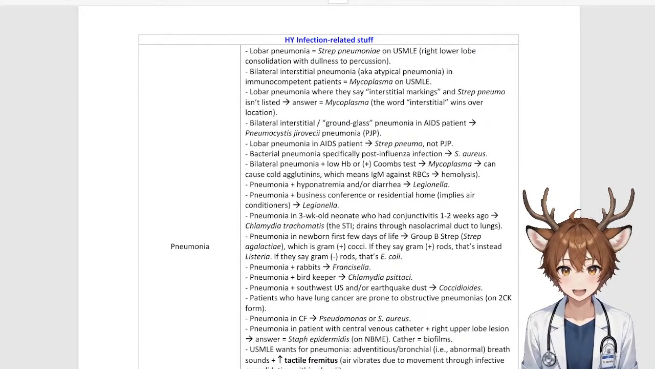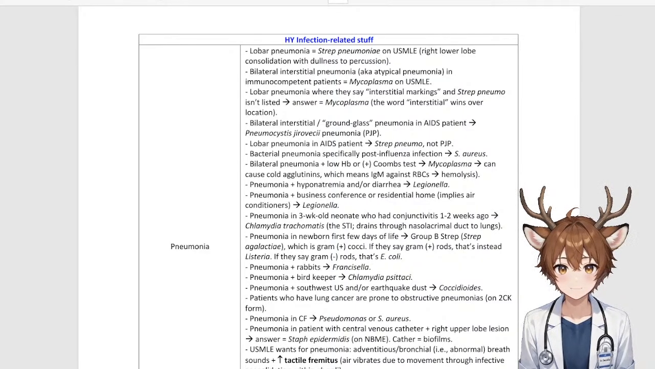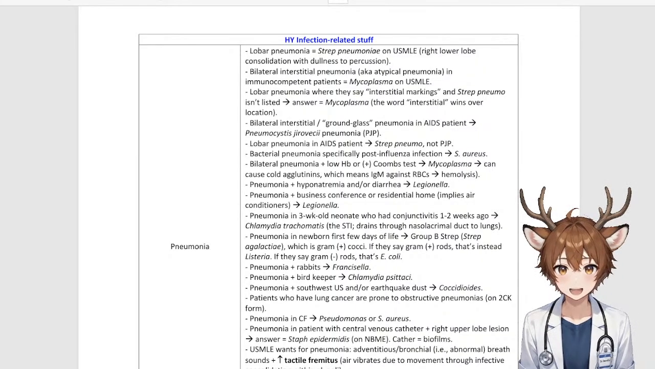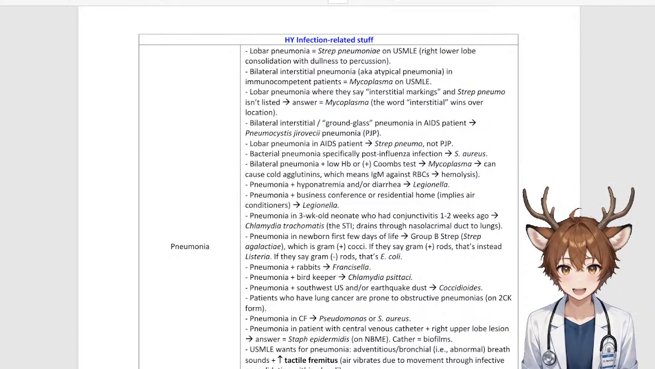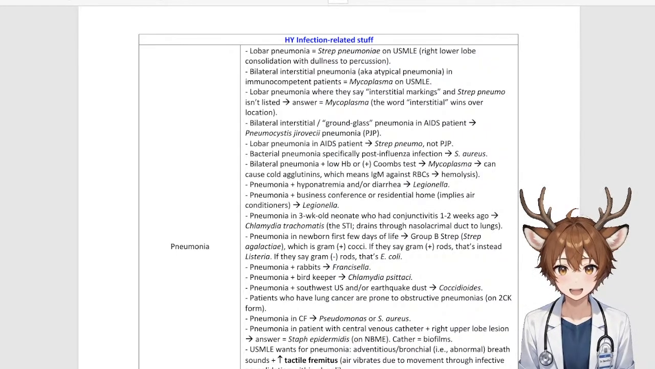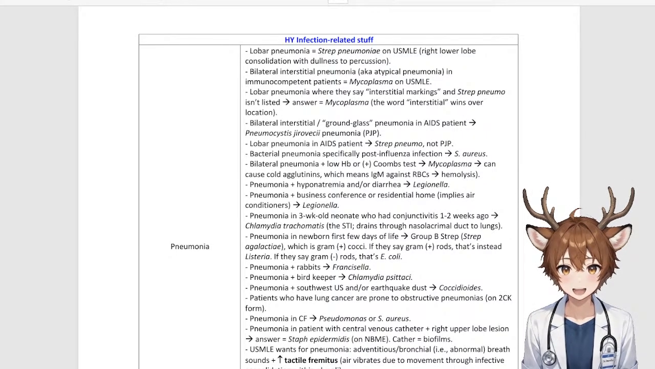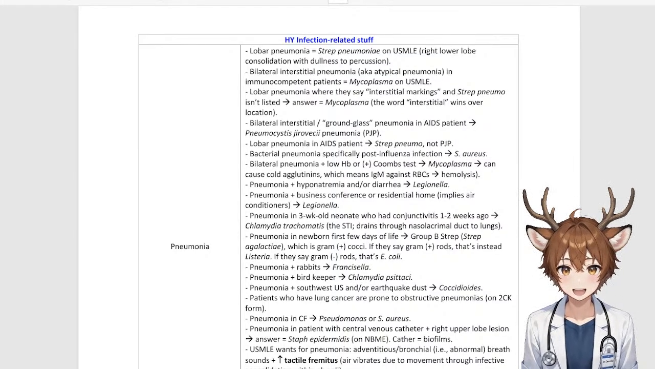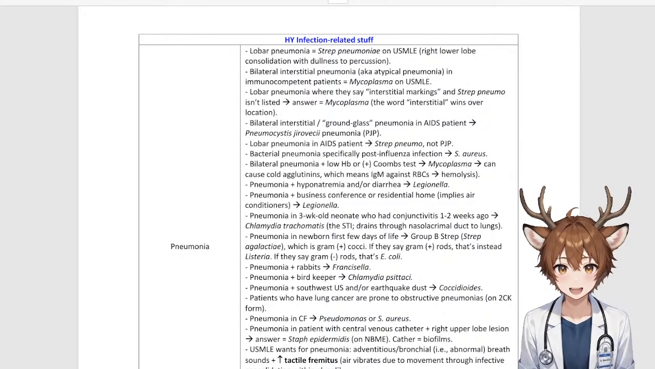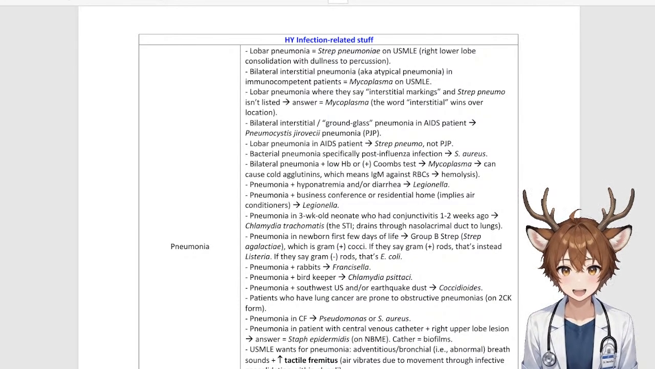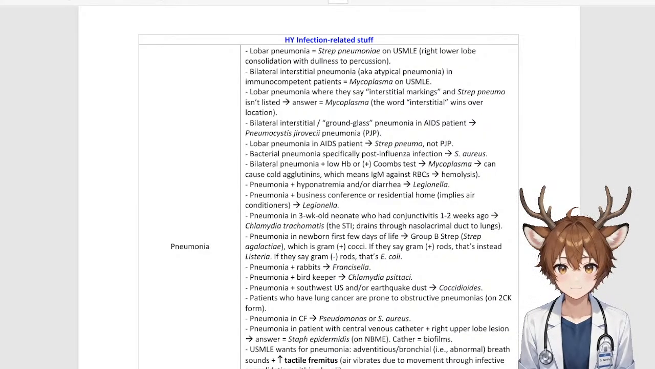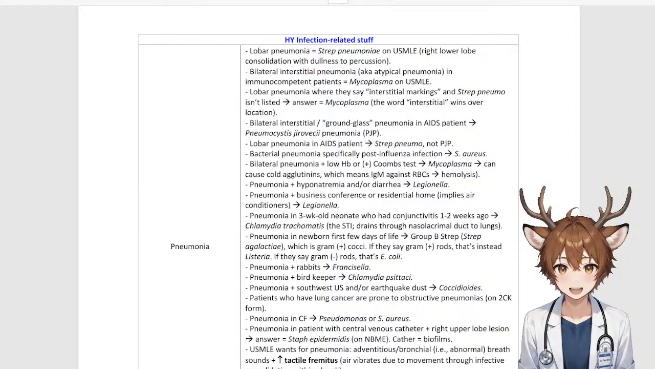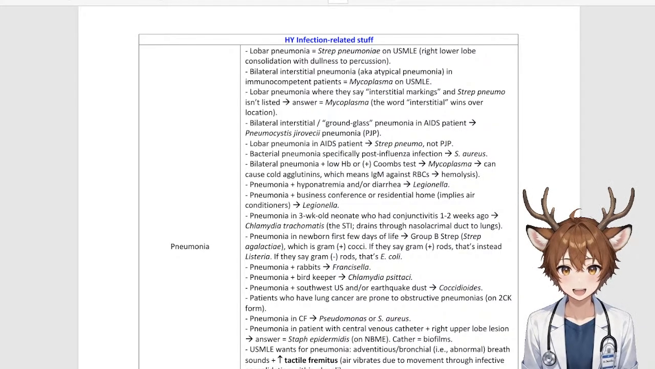High-yield infection-related stuff. Pneumonia. Lobar pneumonia, strep pneumo on USMLE, right lower lobe consolidation with dullness to percussion. Bilateral interstitial pneumonia, aka atypical pneumonia, in immunocompetent patients, Mycoplasma on USMLE. Lobar pneumonia where they say interstitial markings and strep pneumo isn't listed, giving you an answer of Mycoplasma, and the word interstitial wins over location. Bilateral interstitial or ground glass pneumonia in AIDS patient would be Pneumocystis jirovecii pneumonia, which is called PJP. Lobar pneumonia in AIDS patient will be strep pneumo and not PJP.